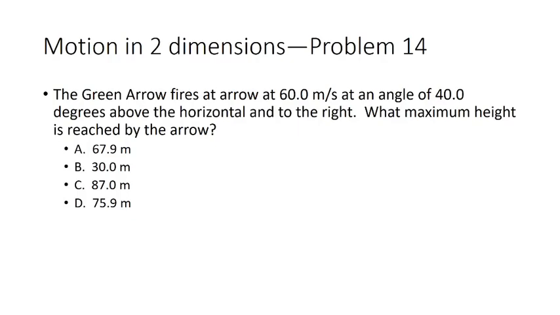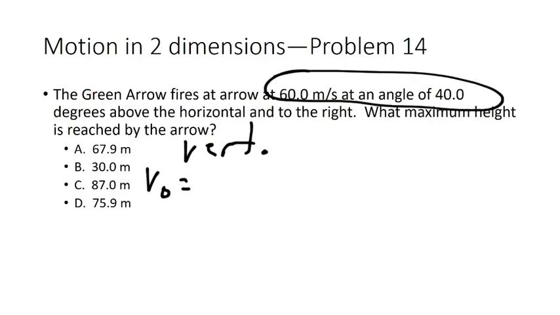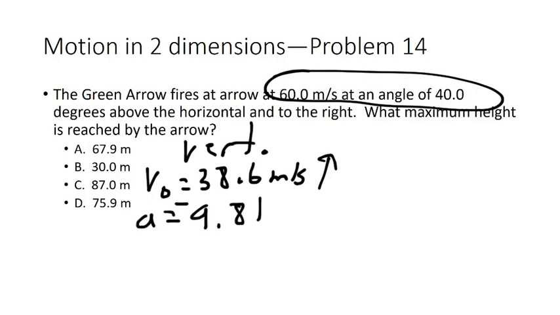All right, on problem 14, we're trying to find the maximum height reached by that same arrow. Remember, we're talking vertically here. So let's just think about vertical quantities. Vertically, our initial vertical velocity was the vertical component of the 60 meter per second vector, and that was 38.6 meters per second, starting out in the upward direction. Our acceleration is the acceleration due to gravity. Remember, that's negative 9.81. And our final vertical velocity, we're at the maximum height here. Remember, at the max height, the final vertical velocity is 0.